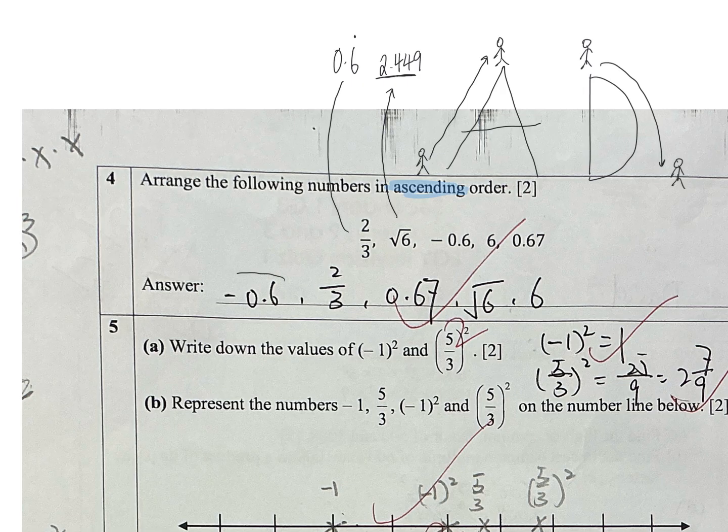So the smallest number is minus 0.6, followed by 0.6666, followed by 0.67, followed by 2 point something, followed by 6. Once you mess up 1, we minus 1. 2 mistakes, no marks already. So you need to be very careful for this.